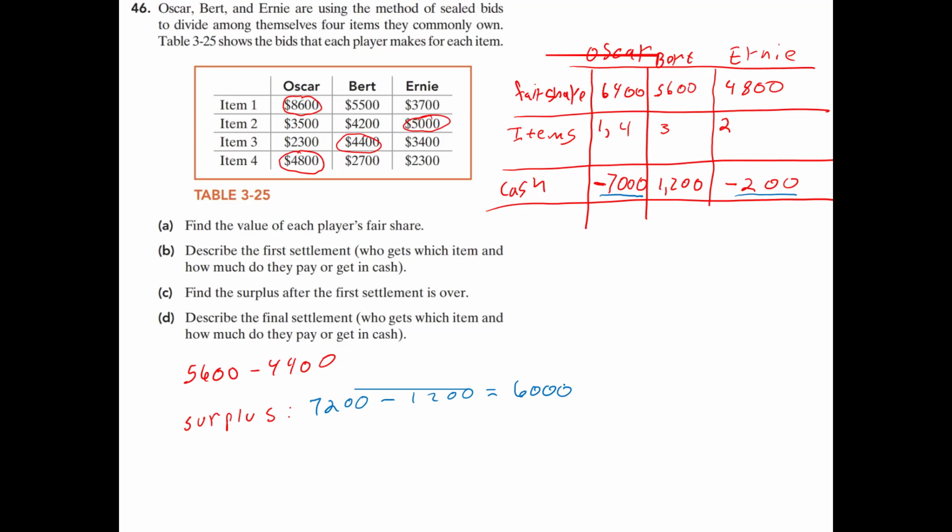And so then if you divide that $6,000 by 3, because there's 3 of them, everybody is owed 2,000. So from the surplus, everybody gets 2,000.